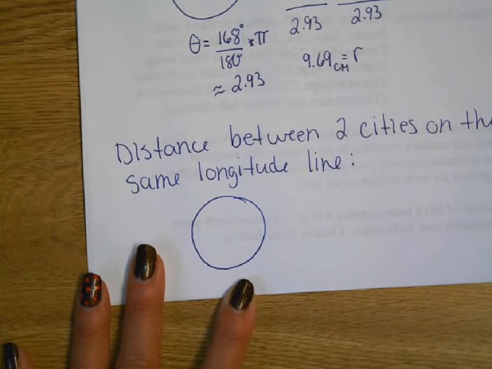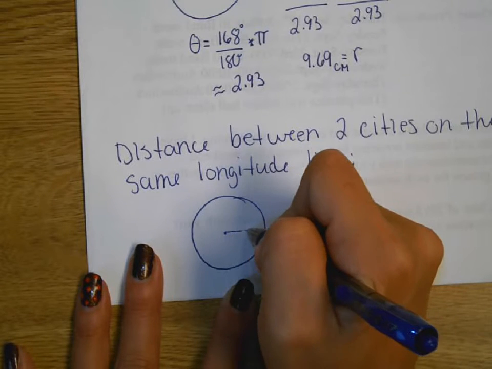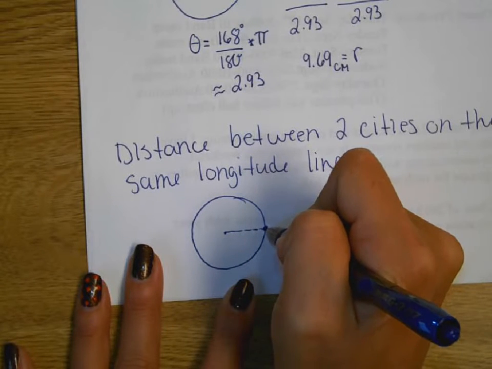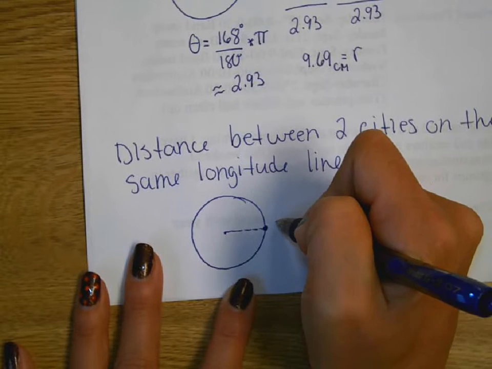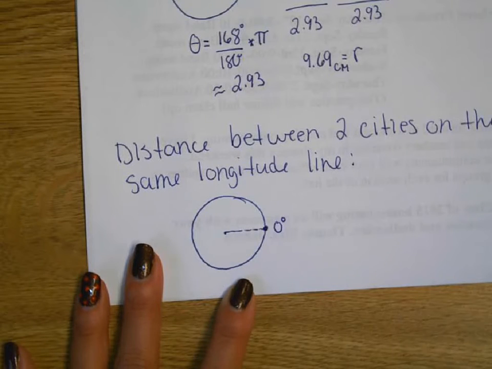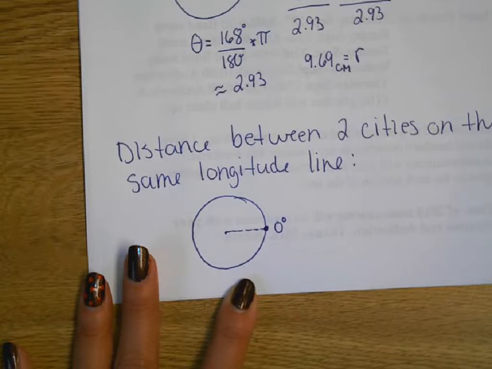Okay, so I've sliced the Earth right down a longitude line. I'm looking at the circle, the cross section. What line is this? The equator. And what degree measure does it have? 0 degrees. That's not a longitude line. Oh, you're right, it is a latitude. Thank you.